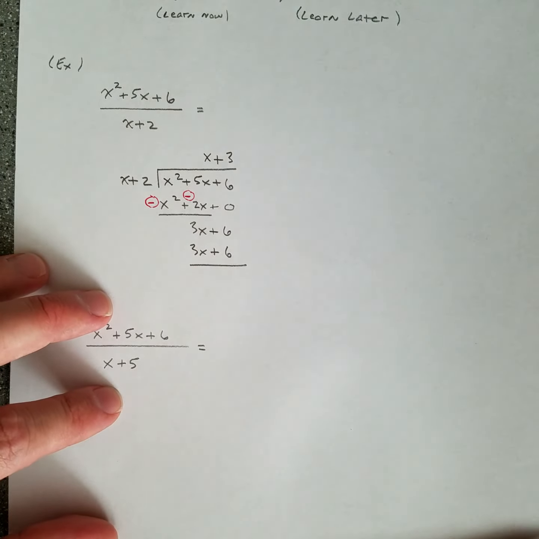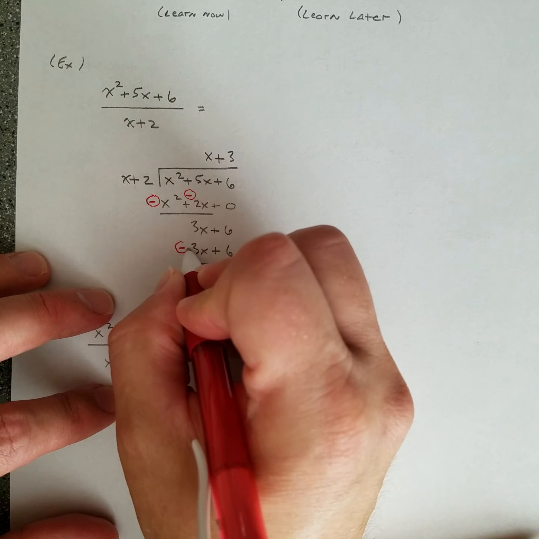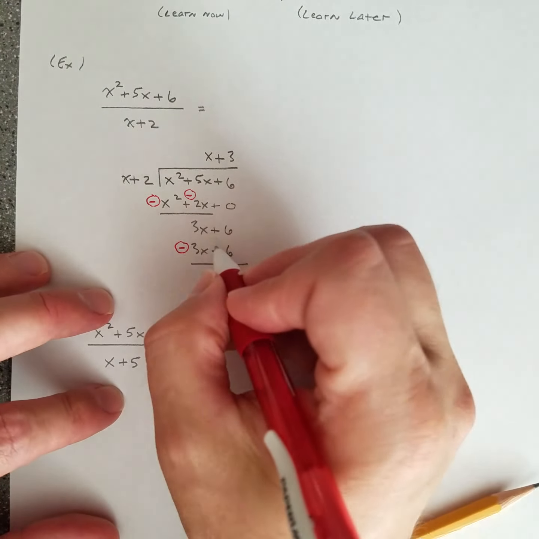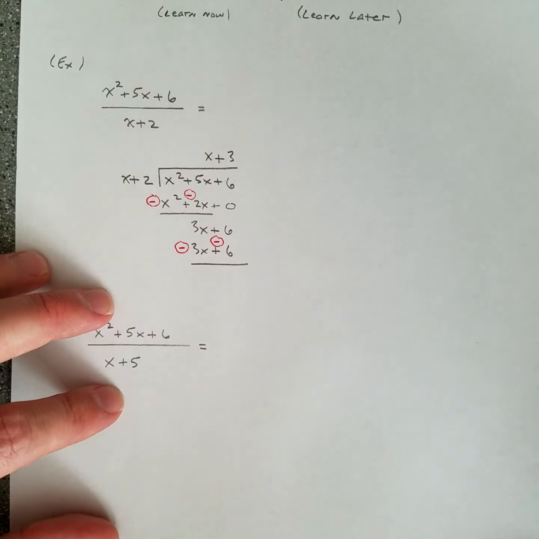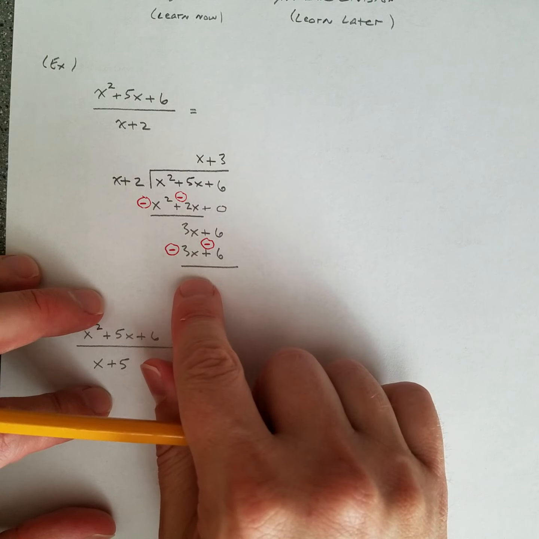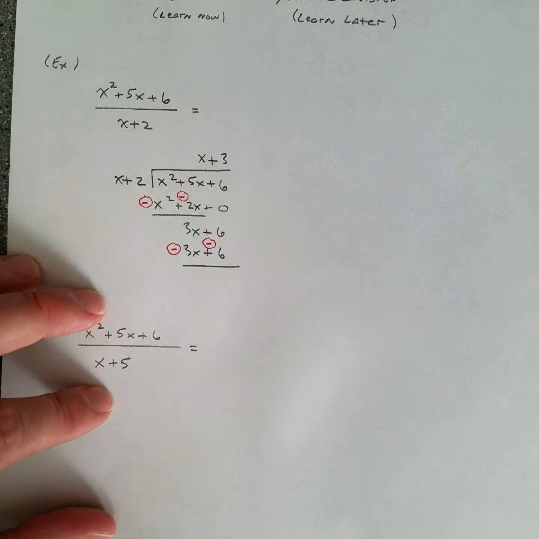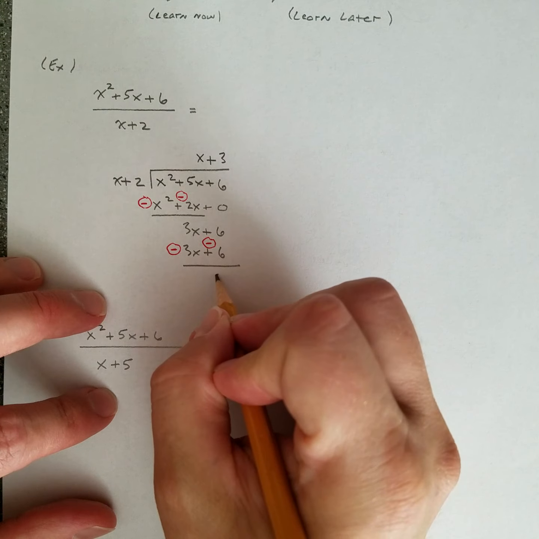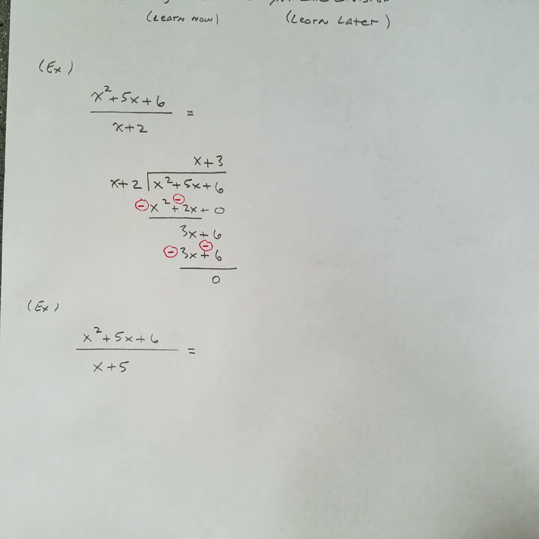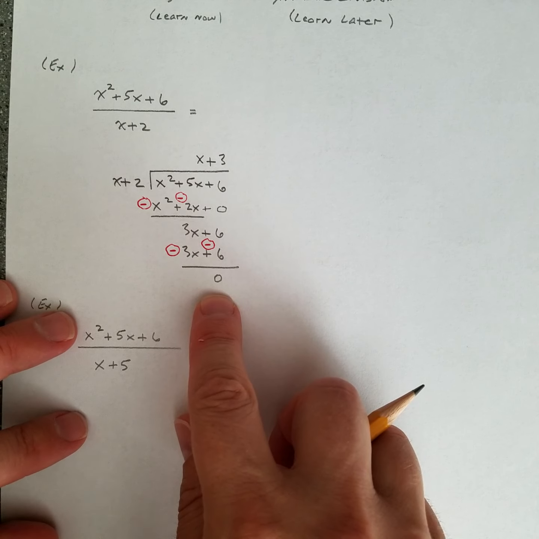And then what? We subtract. So that's going to be subtracted. And what do we get if we do that? 3x minus 3x, nothing, 0. 6 minus 6, 0 also. Okay, so the remainder is 0.